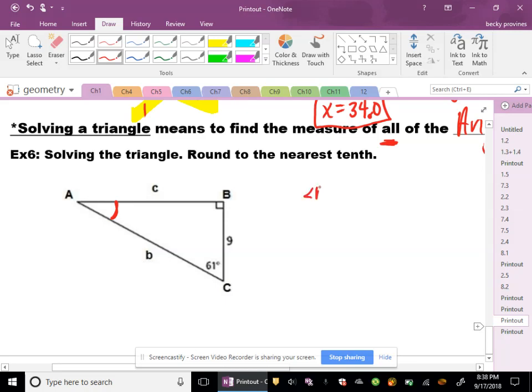So the measure of angle A is just 180, and then I'm going to subtract the 90-degree angle, and then I'm going to subtract the 61-degree angle. All right, so let's grab a calculator. 180 minus 90 minus 61 is 29.